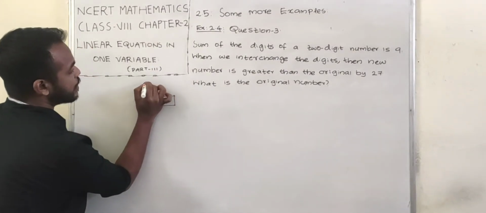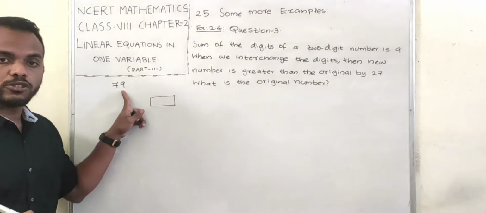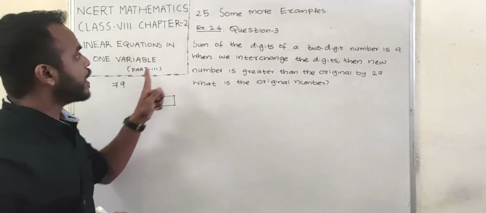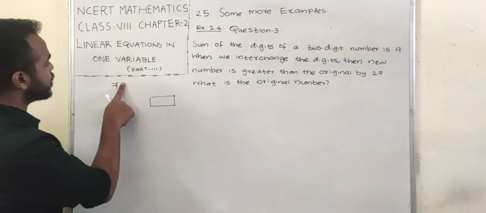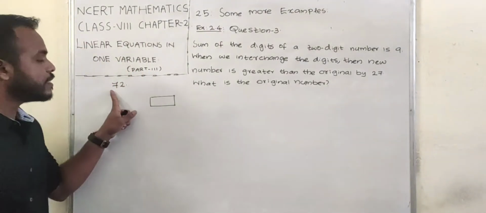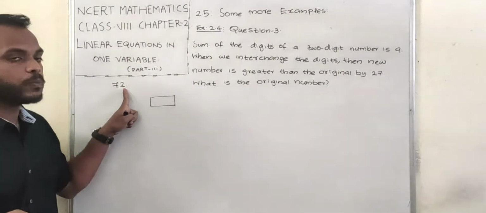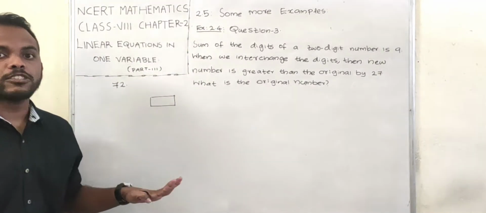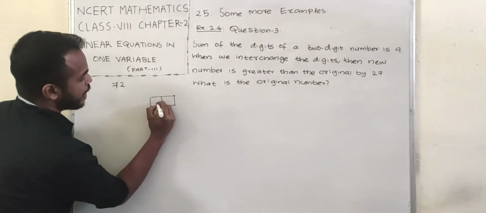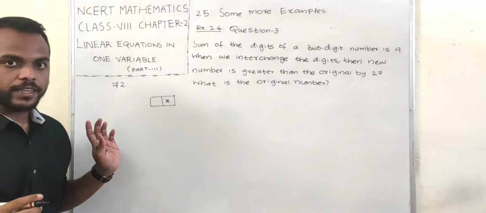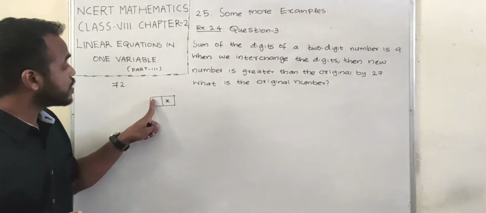For example, we are writing 79. How many digits are there? 1, 2. Two digits are there. Now, it is given that the sum of the digits of the 2-digit number is 9. So if we take 7 here, then the corresponding digit will be 2. We don't know the perfect way, but the sum should be 9. Then, as we have been doing all along, just consider the first number to be x.